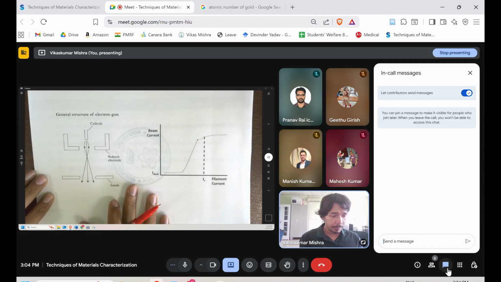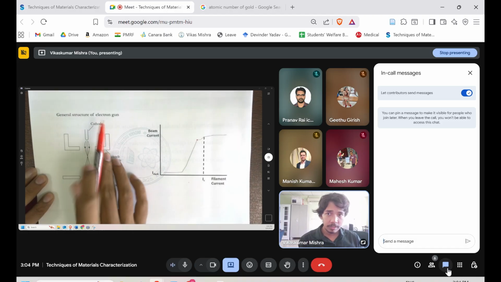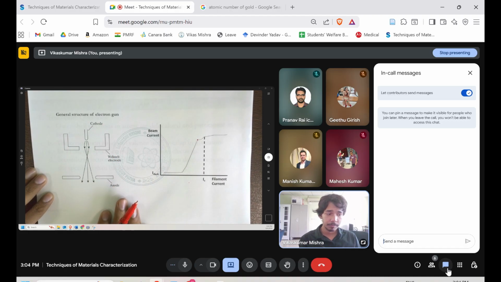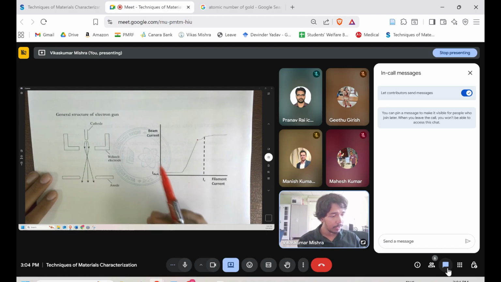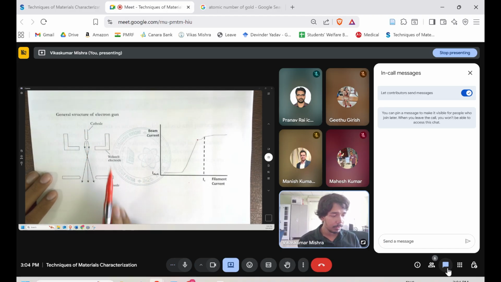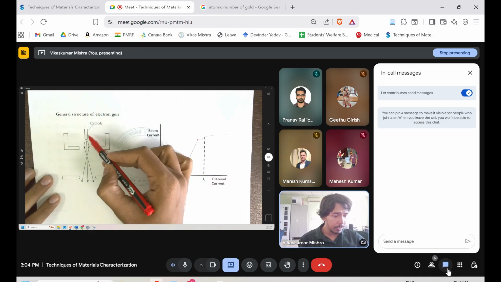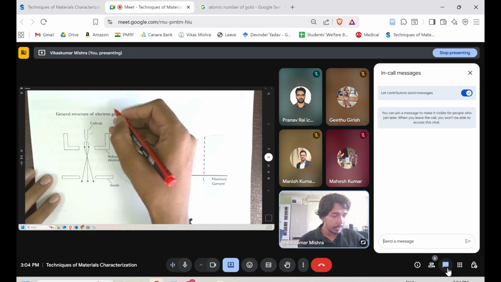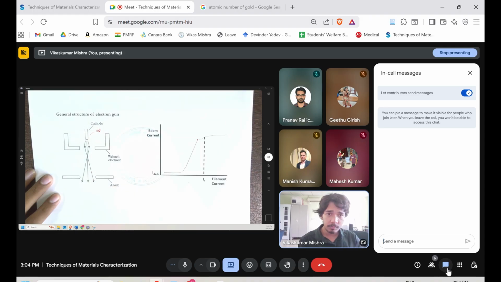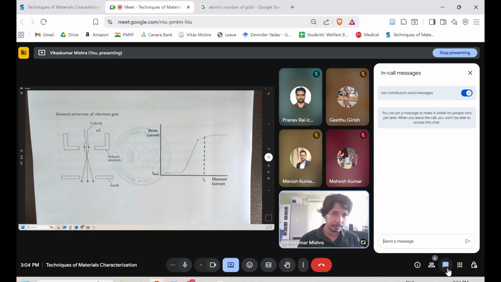Let's see the electron gun. The general structure of the electron gun is something like this. Here we have the cathode, the anode, and the Wehnelt electrode. Let's understand the function of each of them. This filament, let's say right now, is a tungsten filament. The filament can be LaB6, tungsten, or single crystal tungsten also.